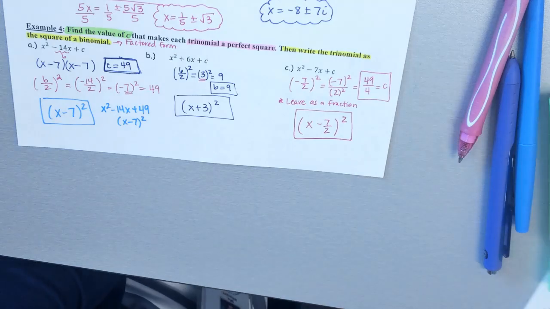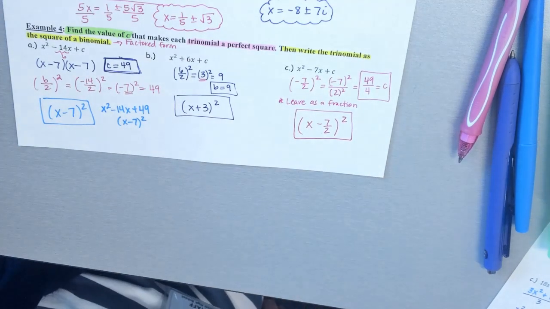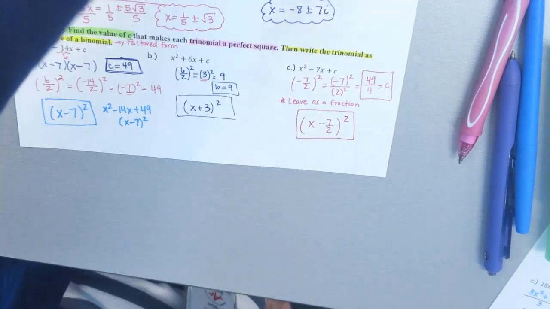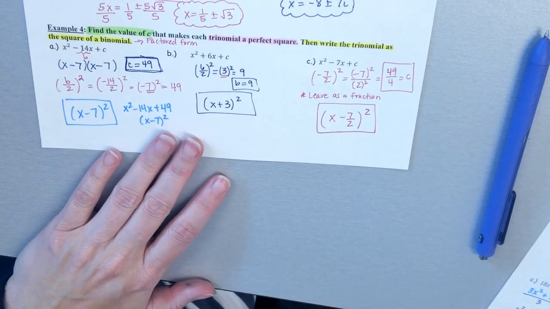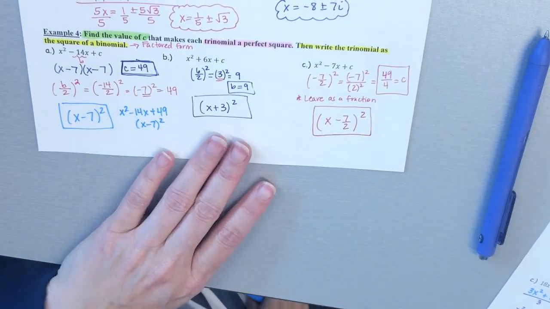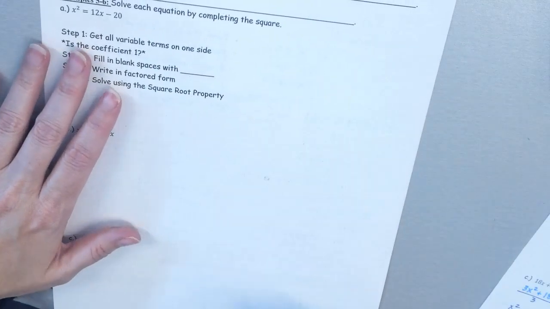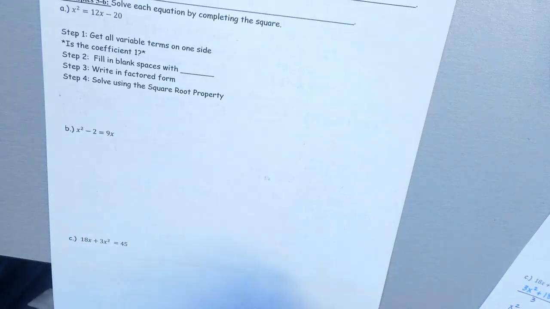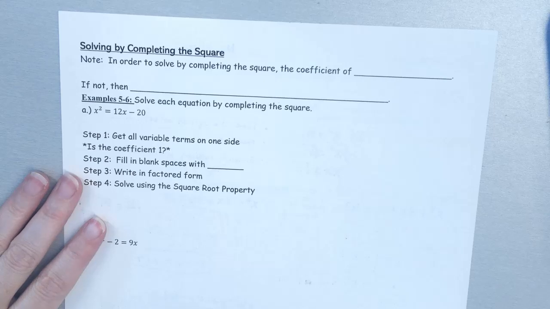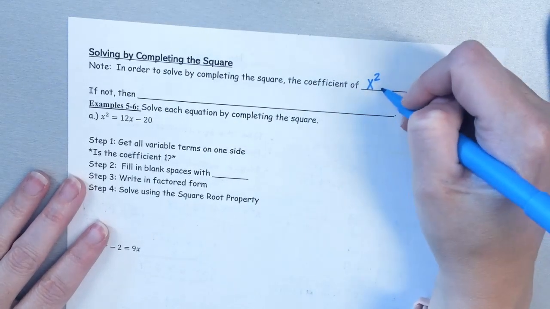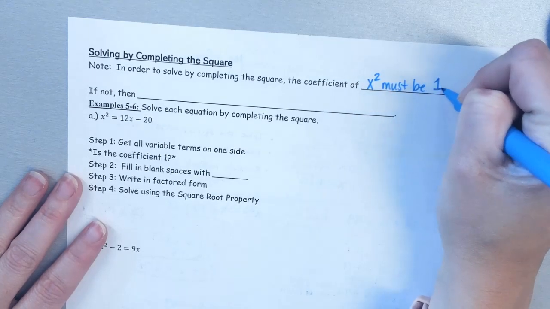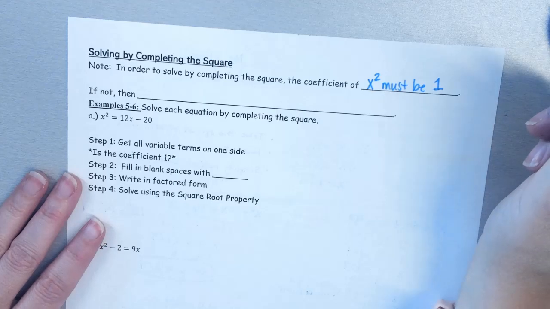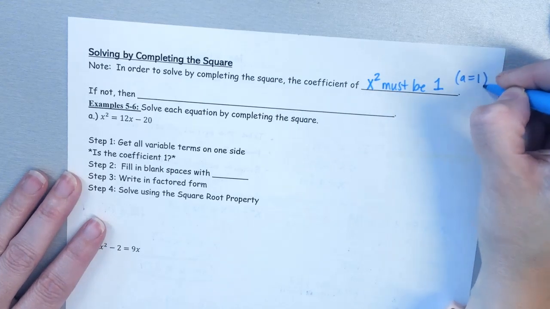All right, so everything that we did on this side is going to help us with completing the square. It seems like a few of you have heard of it before, but some of you are looking at me like you've never heard it, so I'm going to teach it like you've never done it before. When you're solving by completing the square, you must have the coefficient of x squared be 1. Do you remember what variable we associate with the coefficient? Yes, a. So a equals 1.